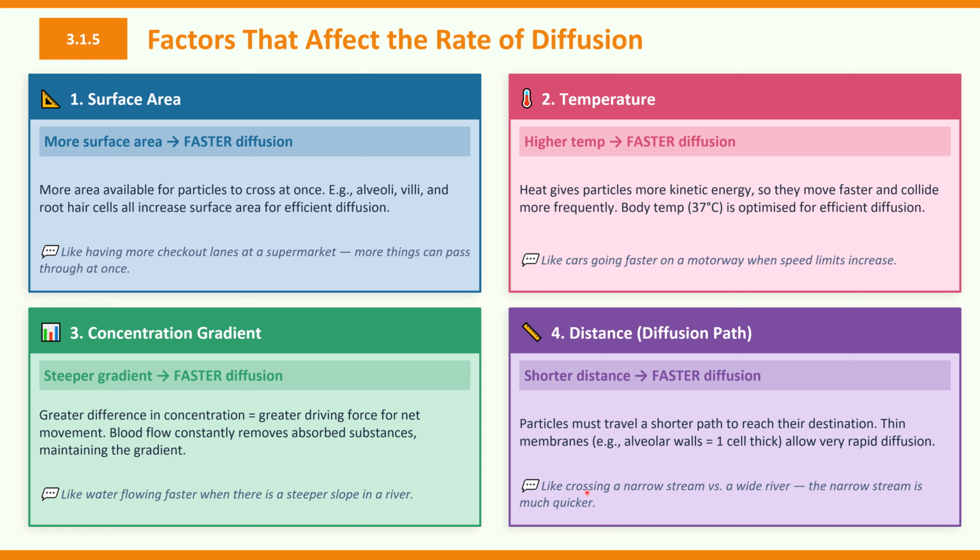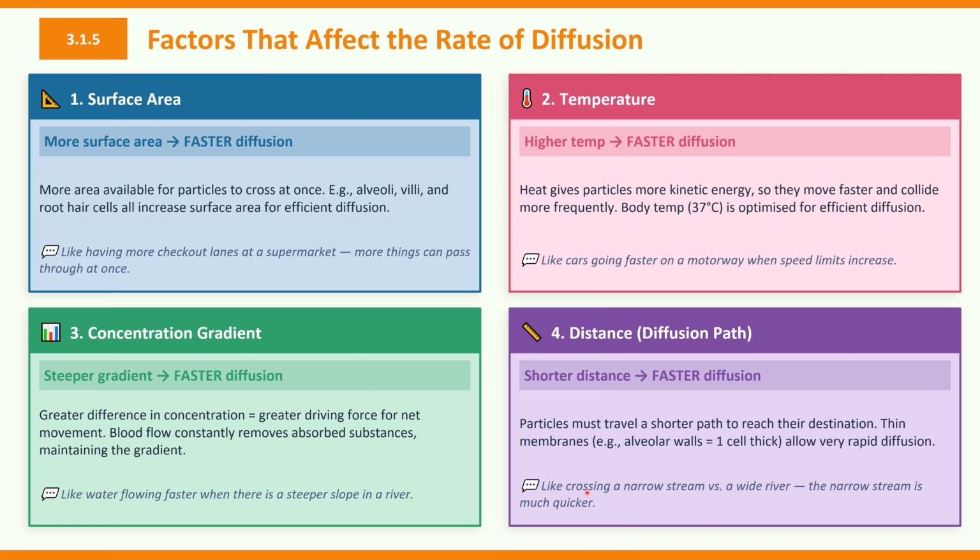Finally, we look at distance or the diffusion path. A shorter distance means faster diffusion. A particle needs to travel the shortest path possible to be efficient. This is why biological membranes like the walls of our alveoli are often only 1 cell thick. It's the difference between crossing a narrow stream versus a wide river. The narrow path is always much quicker.